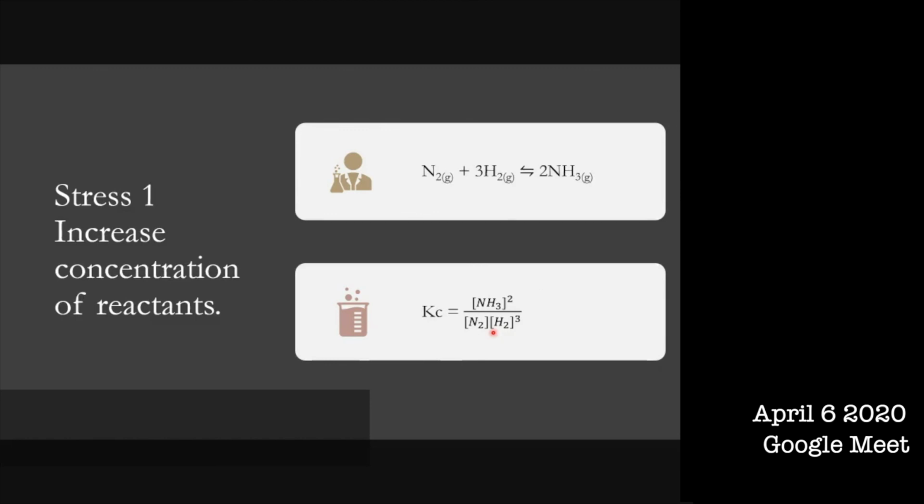If you add more products, what do you think will happen? Since the numerator is larger, we have a larger amount of products. Immediately, the backward rate of reaction increases and more nitrogen and hydrogen will be formed. Or we would simply say the equilibrium would shift left. If more products are formed, we would say equilibrium will shift right. And if more reactants are formed, we would say equilibrium would shift left.